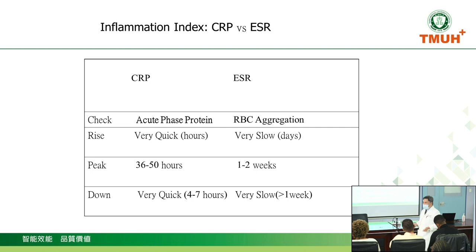ESR comes up very slow and goes down very slow, so it's not a good index for follow-up, because we don't know when the patient becomes better or not. But for some diseases, autoimmune diseases like rheumatoid arthritis, which is a lifelong disease, we use ESR and also CRP. But for infection and treatment, CRP comes quick and disappears quick.